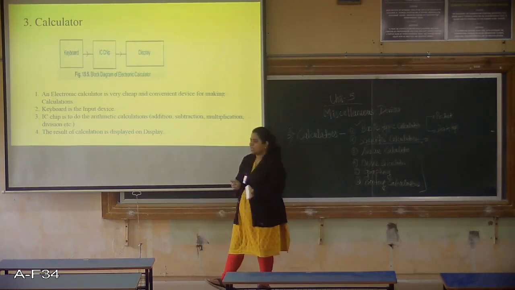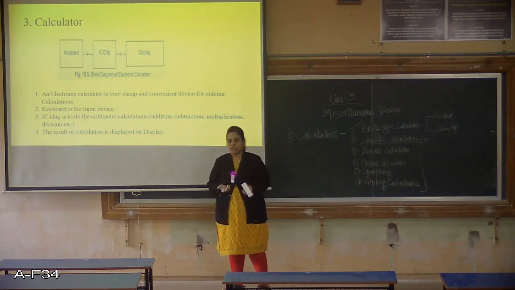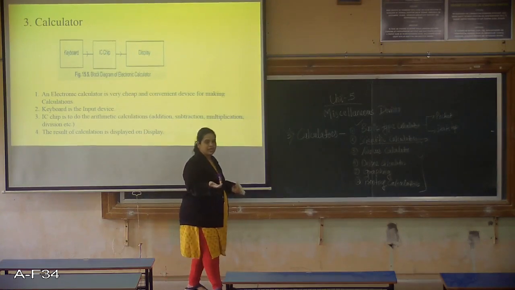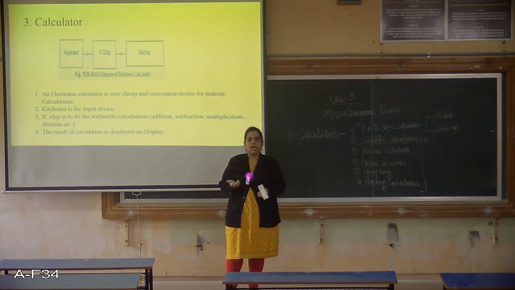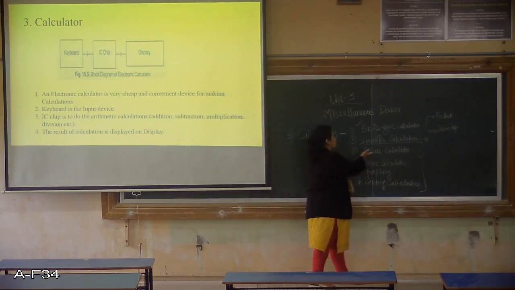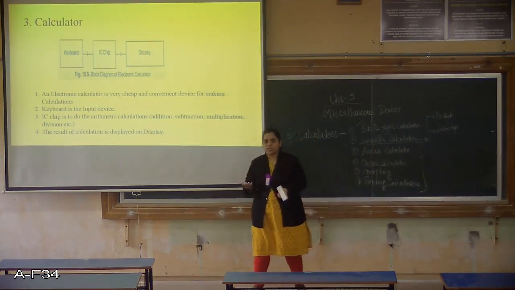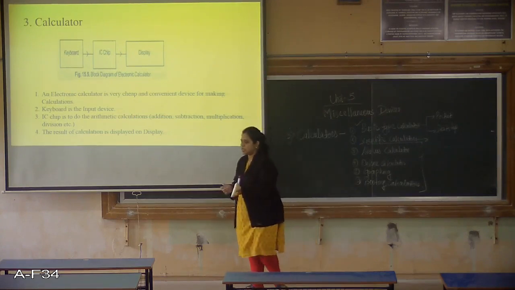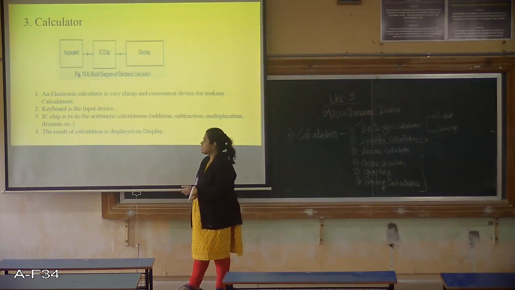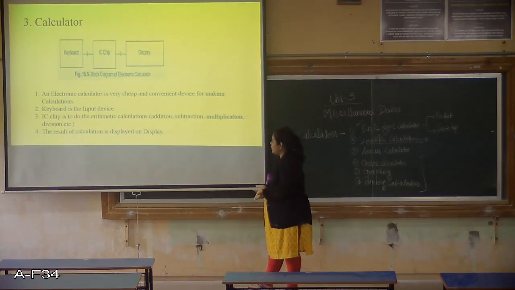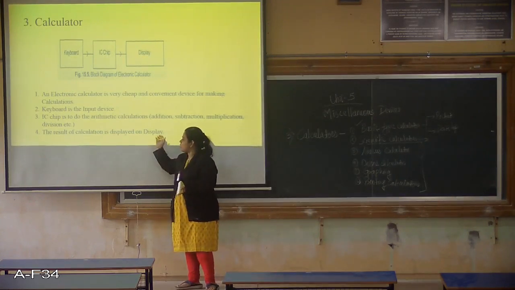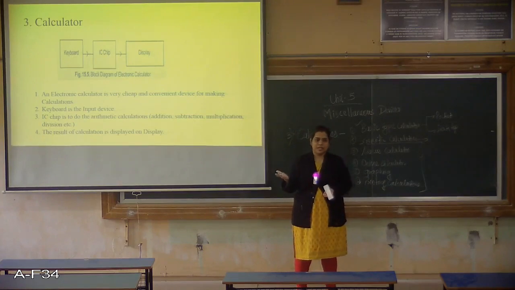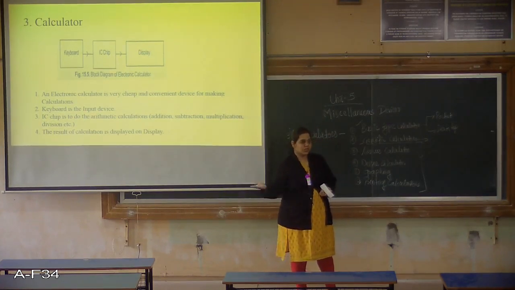Okay, an electronic calculator is a very cheap and convenient device for making calculations. Now you can get these simple or basic calculators for say 100 to 500 rupees. Scientific calculators are a little expensive because, based on the configuration and different operations, their cost is a little higher than basic calculators. Okay, the keyboard is the input device here, correct? The IC chip does the arithmetic calculations. I have explained this. And the result of the calculation is displayed on the display. Again, the display is nothing but the 7-segment display, and it is displayed in digital format.